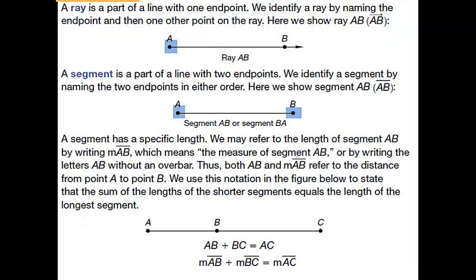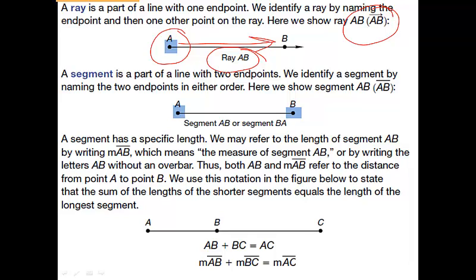A ray is part of a line that has one endpoint. We identify a ray by naming the endpoint and then the other end of the ray. In this case here, we've named the endpoint A. So our ray is ray AB because it starts at A and goes towards the B. And we show that by drawing the arrow over the top. Notice it doesn't have 2 arrowheads, it just has the 1 arrowhead on the B end.